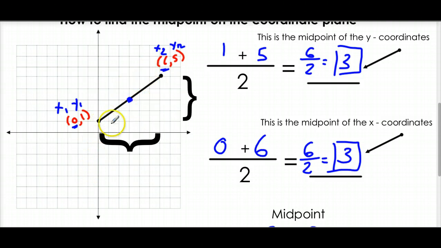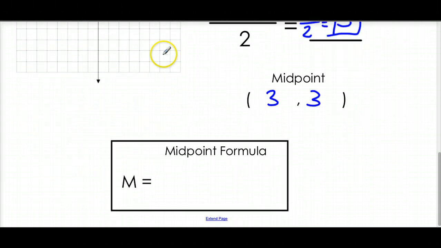Yeah, it looks like it's right in the middle to me. So I'd say this is congruent to this, but that's not important. Yes, using this formula where we add up the 2 y coordinates and divide it by 2, and add up the 2 x coordinates and divide it by 2, gives us our midpoint. Boom! So our midpoint formula, we just kind of figured it out.